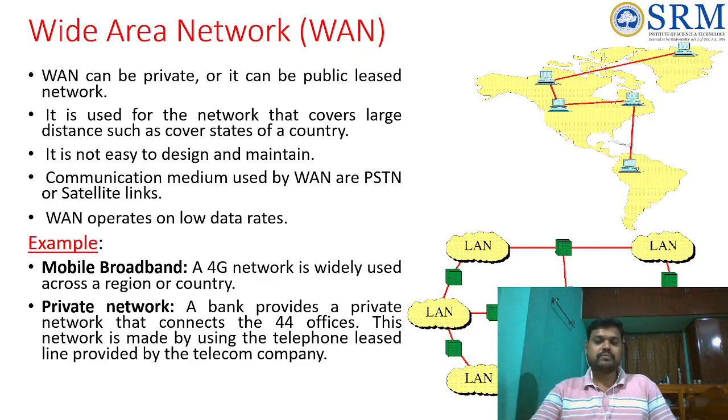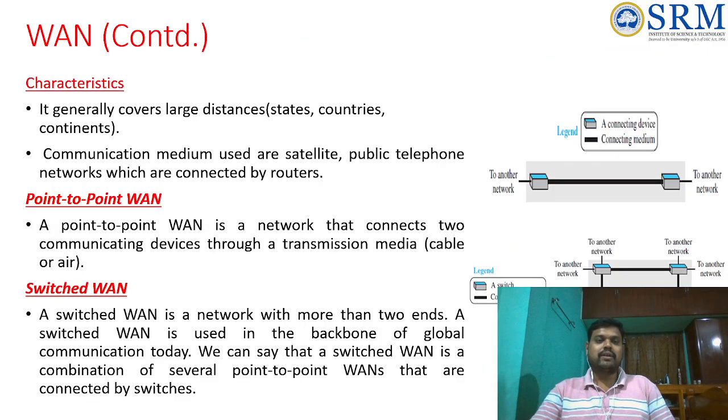Wide area network will cover entire countries around the world. It can also operate on low data rates, so it covers large distances: states, countries, continents. Most wide area networks are implemented using satellites and public telephone networks, which are connected through multiple routers, millions of routers. Both wired and wireless media can be implemented for WAN.